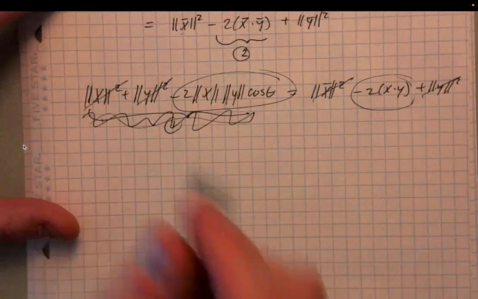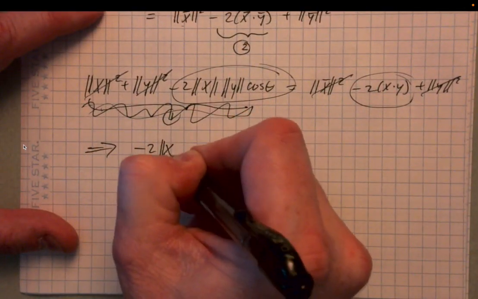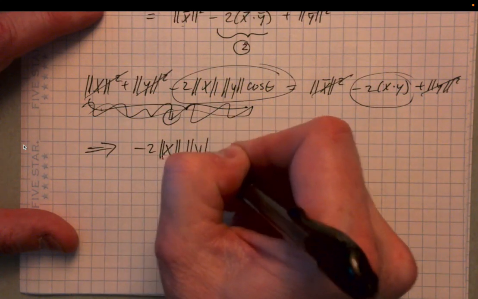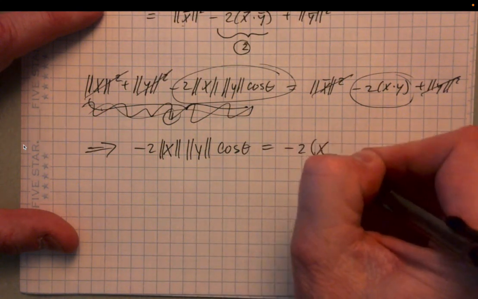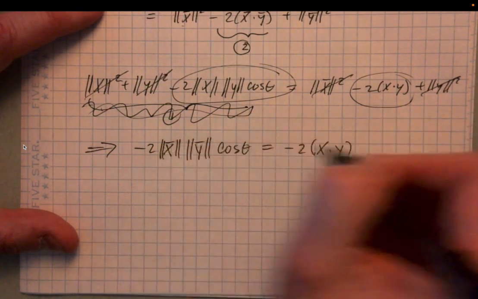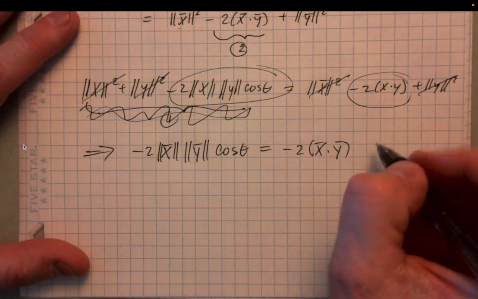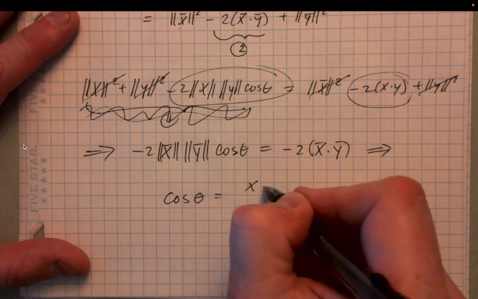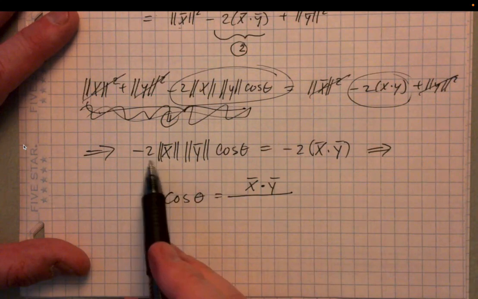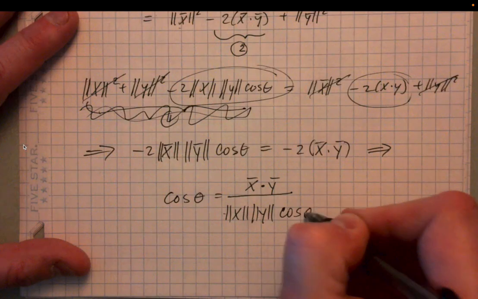Okay, so this is going to imply that negative 2 times the norm of x times the norm of y times cos theta is equal to negative 2 x dot y. Okay, x and y are all vectors here. And so then we can quickly just do a little bit of division, and we see that cosine of theta is equal to x dot y divided by the norm of x times the norm of y.